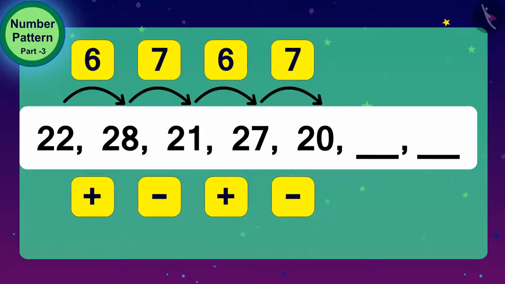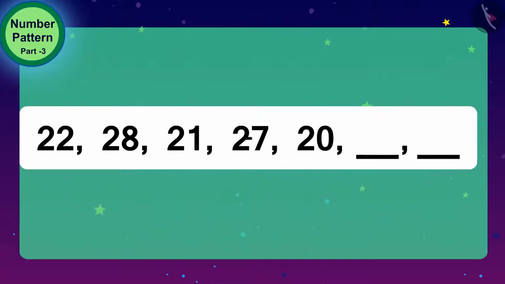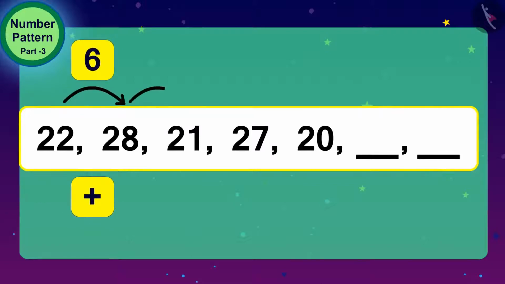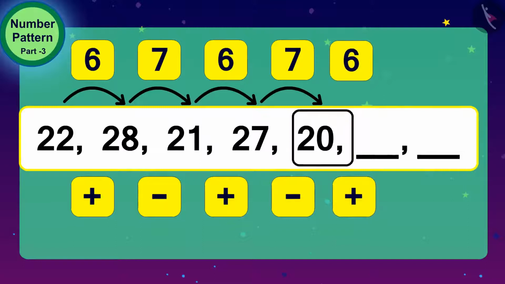Children, do you now understand the unique rule of this number pattern? Well, you are thinking right. This number pattern is being carried forward by adding 6 once and subtracting 7 the second time. So, what do we have to do to fill this blank space now? That's correct. We have to add 6 to 20. What will it be?